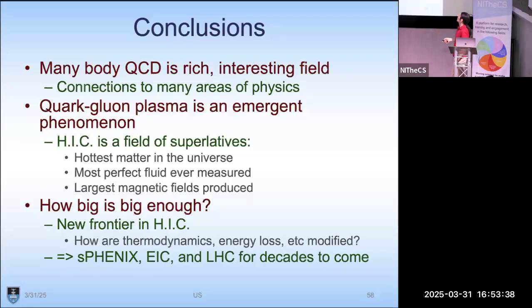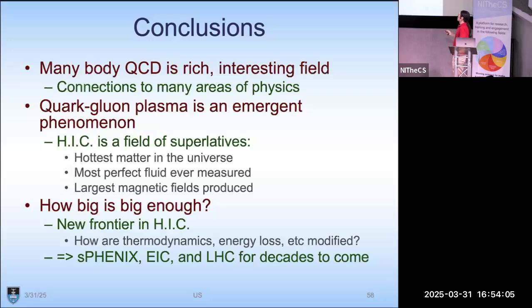What I'd like to hopefully have achieved is to convince you that many-body QCD, so the emergent non-trivial dynamics of quantum chromodynamics, is a rich and interesting field with connections to many different areas of physics. The quark-gluon plasma that we're trying to study is an emergent phenomenon, where this field is a field of superlatives. We're creating the hottest matter in the universe, the most perfect fluid, and the largest magnetic fields.